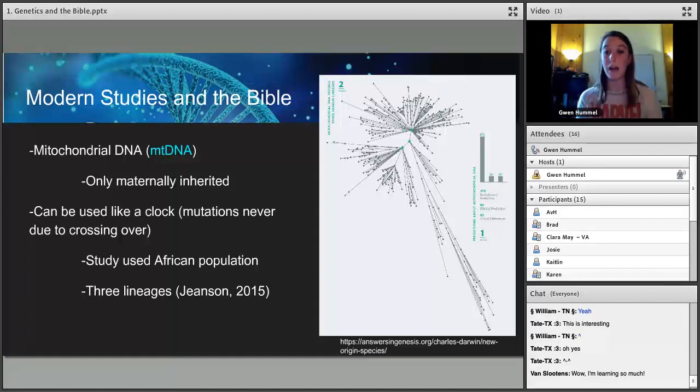And we'll talk about why we're looking at post-flood numbers. Then we'll compare these estimates to the actual mitochondrial DNA mutations seen in real humans. So this study used African populations, which again are supposed to have evolved first. Remember the out of Africa theory, humans came out of Africa.